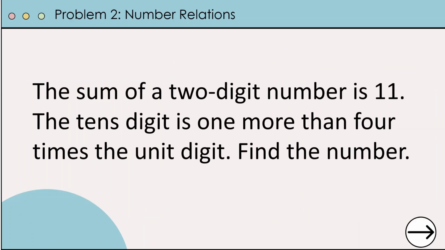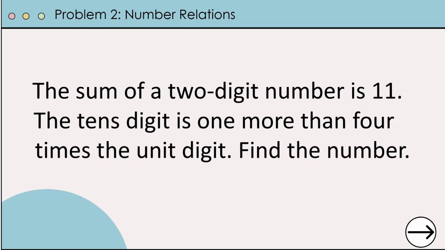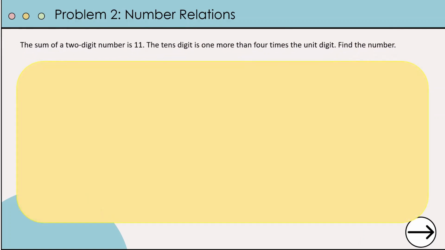Let's have another problem. We have here problem number 2. The sum of the digits of a two-digit number is 11. The tens digit is 1 more than 4 times the units digit. Find the number. In this problem, how many numbers are we looking for? We are only looking for one number, a two-digit number to be specific, and we need to determine the units and tens digit. Now, let's define the variables. Let y be the units digit and x be the tens digit.